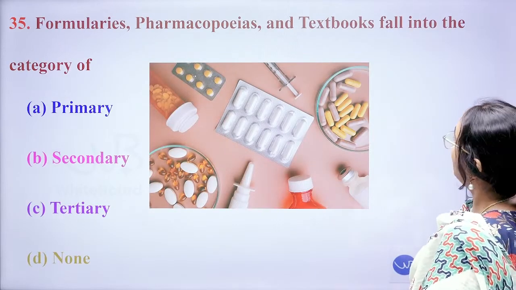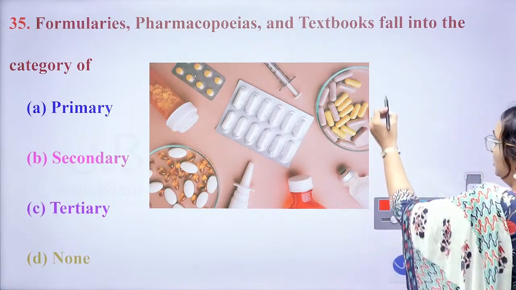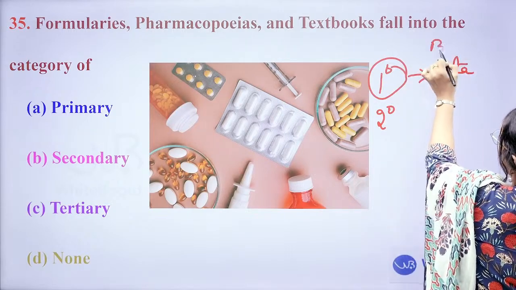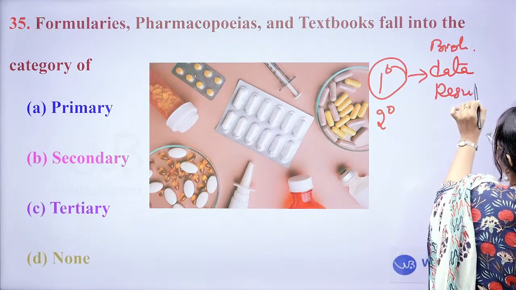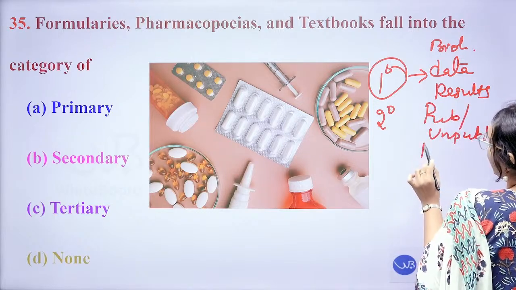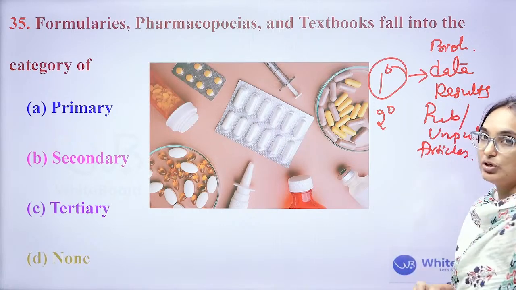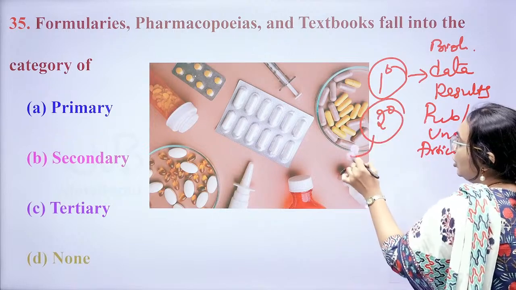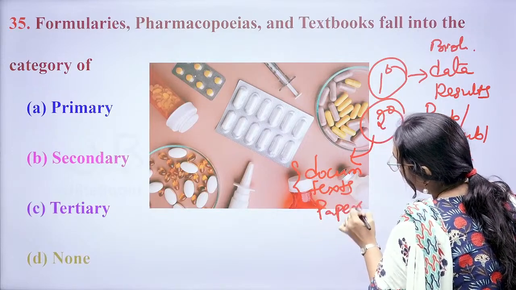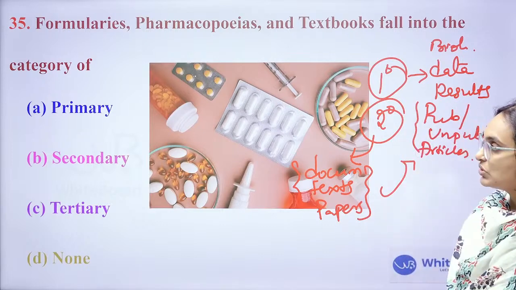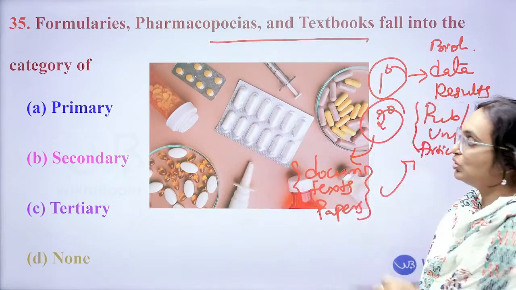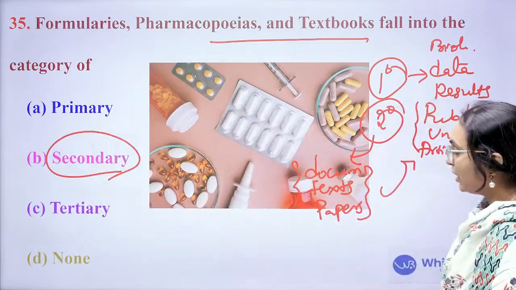Next, formularies, pharmacopoeias and textbooks fall into the category of primary sources or secondary sources. Primary sources are the biological data or results you get, all these published and unpublished articles. These are all the sources of primary information in pharmacy. Secondary information means any documents, texts or papers that are written taking these as reference. So, formularies, pharmacopoeias and textbooks are all taken from the primary source as reference, so these come under secondary source. Okay, 35, option is B.